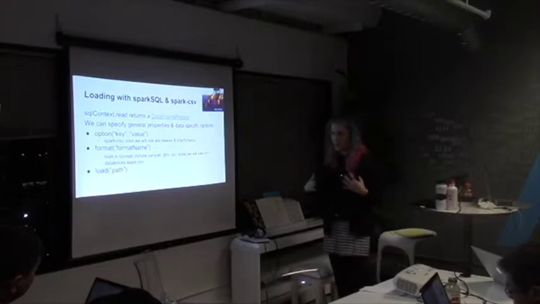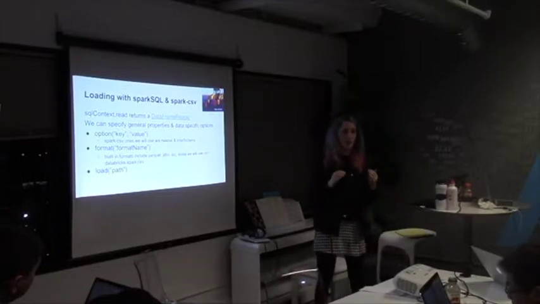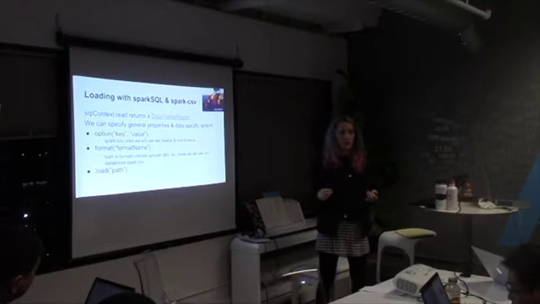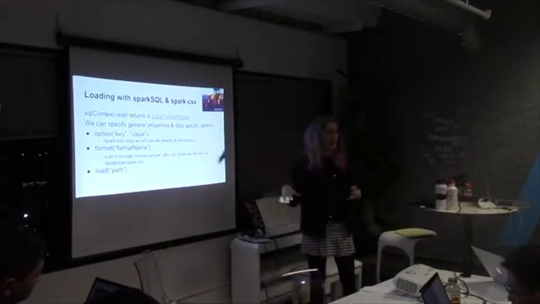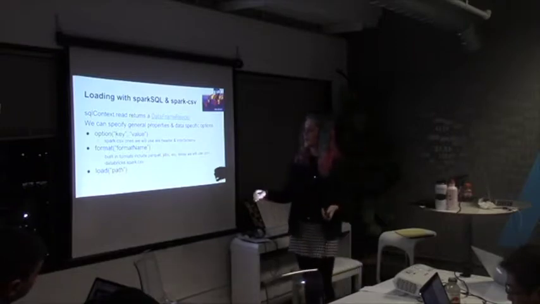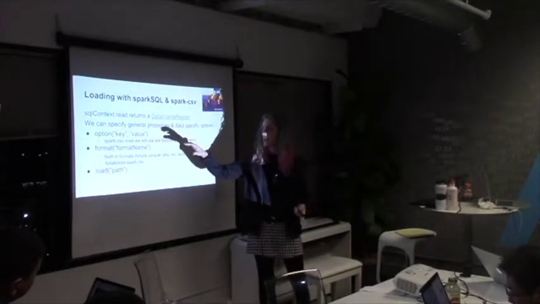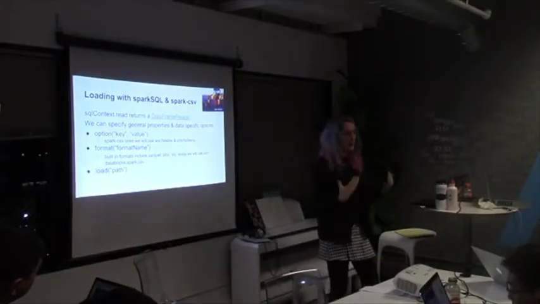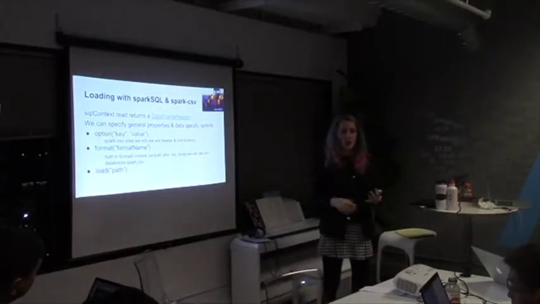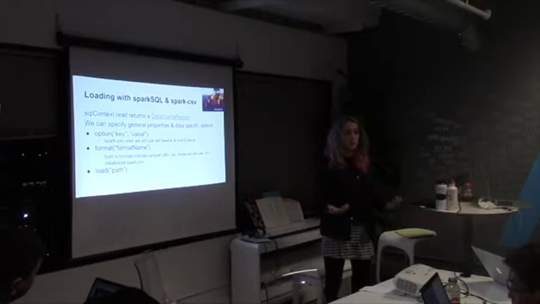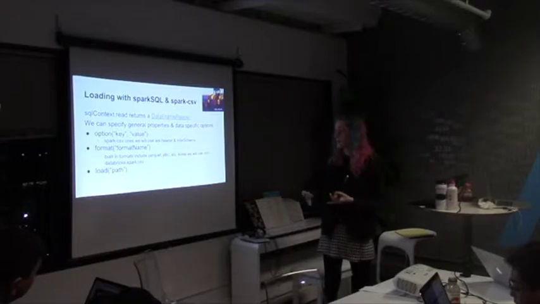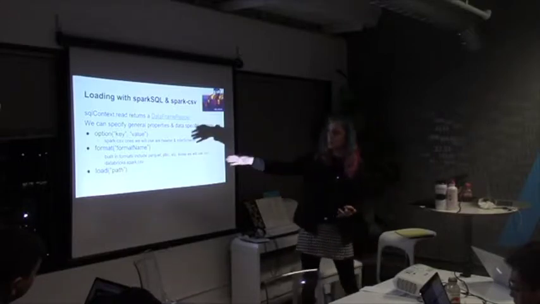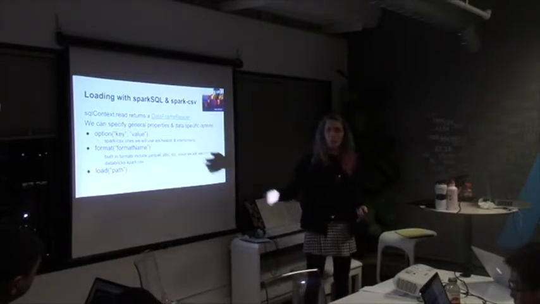So reading data in with Spark SQL is a little bit different than reading data in with regular RDDs. We use the SQL context rather than the Spark context. And there's actually this read function which gives us back this sort of data frame reader object on which we can specify all of the information that we need to load our data. So we specify properties about the data, for example, if it has a header, we specify the formats, and then eventually we specify the path by calling load.